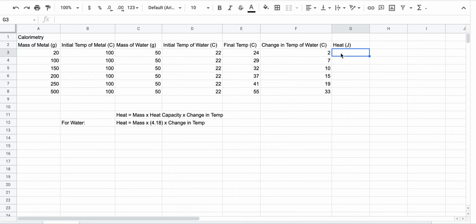So for row 1, it would just be 50 times the heat capacity, which is always 4.18 for water, times the change in temperature, which is just 2 for row 1. And you've got your heat. Do that for every line, every row, and fill it in. And then come back. Pause the video here and then come back and check.